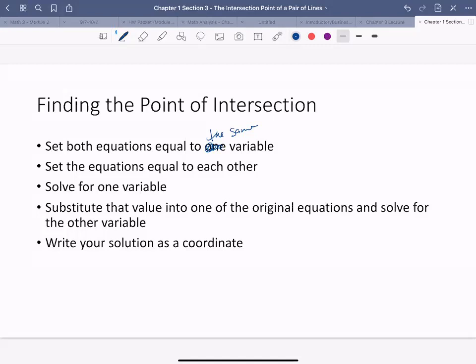You'll solve for the variable that's left. Then you'll take what you have for that one variable, substitute it into one of the original equations, and solve for the other variable. And then you have your solution, which is written as a coordinate, as a point. And that is where those two lines will intersect.